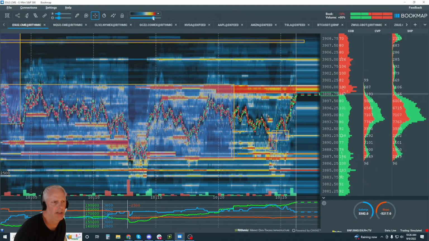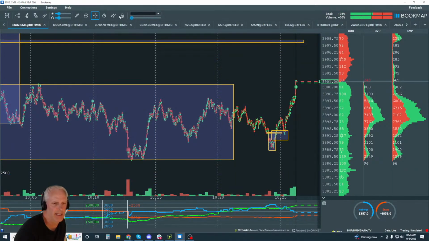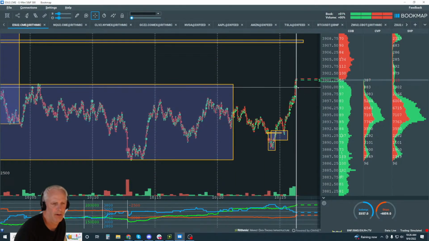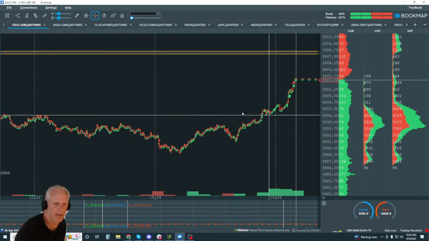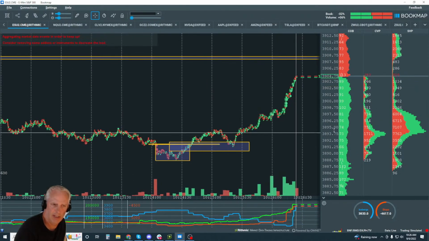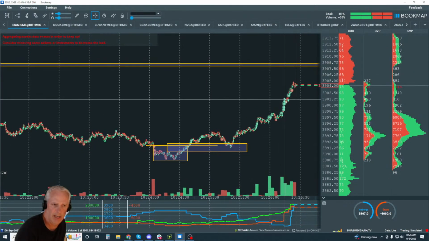And let's just dim the heat map for a moment here and make it easier. So there's our move into 3,900. Now we just talked about this in detail. Let me know if you guys have questions about this. This is pretty strong buying coming in now.